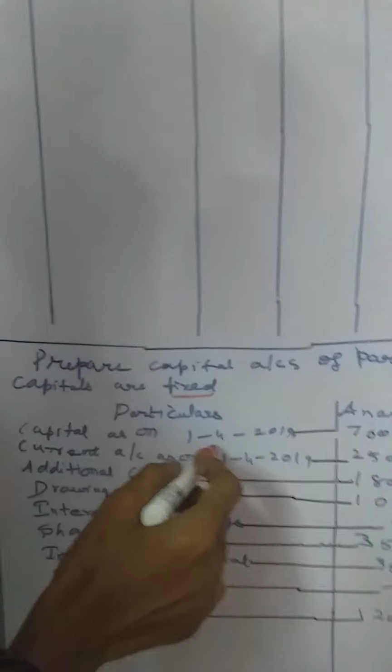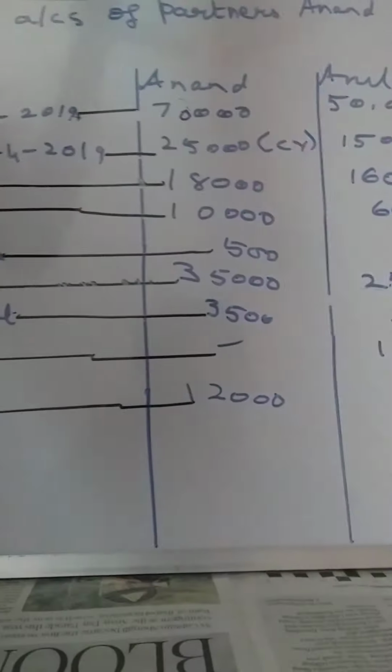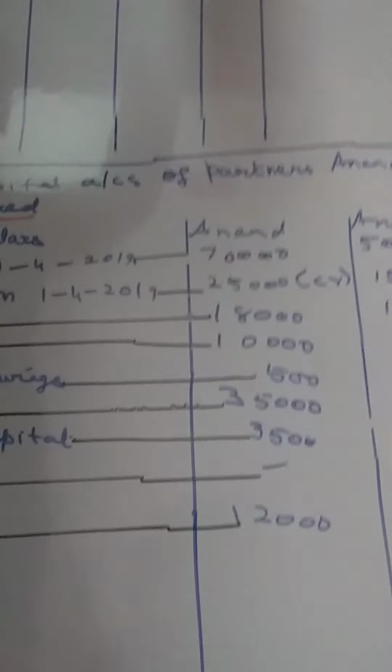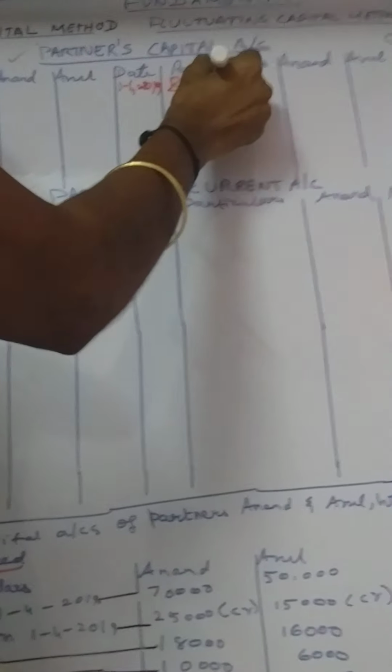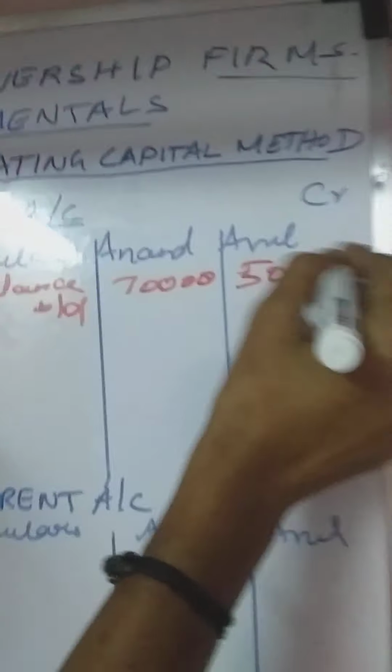Capital as on 1/4/2019. Who brought the capital? Anand. Anand is the giver. Giver should be credited according to the personal account. And capital opening balance always comes under the credit side. So, 1/4/2019, by balance brought down, 70,000 for Anand and 50,000 for Arul.